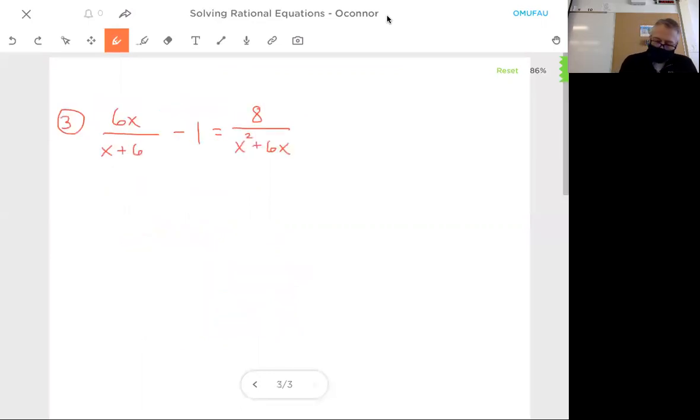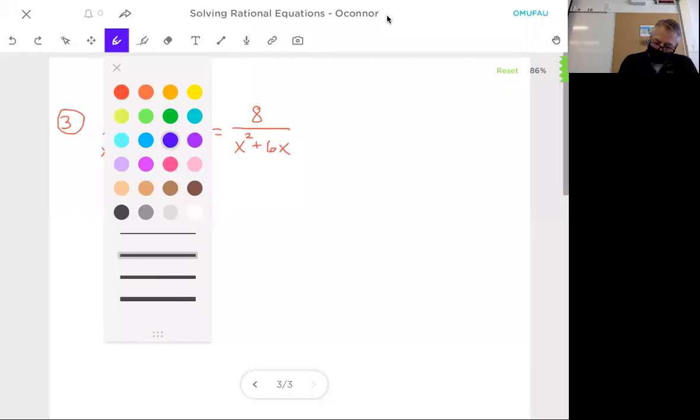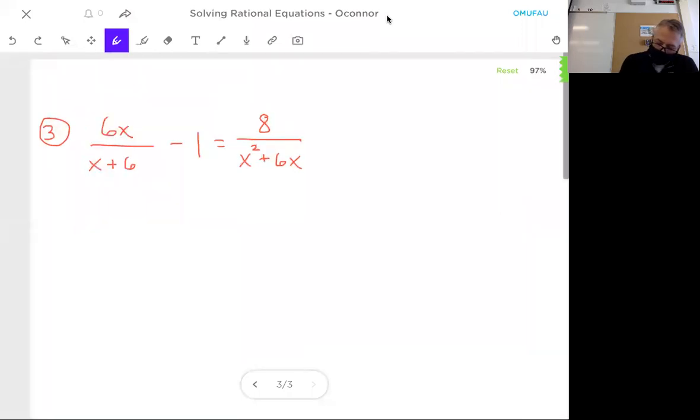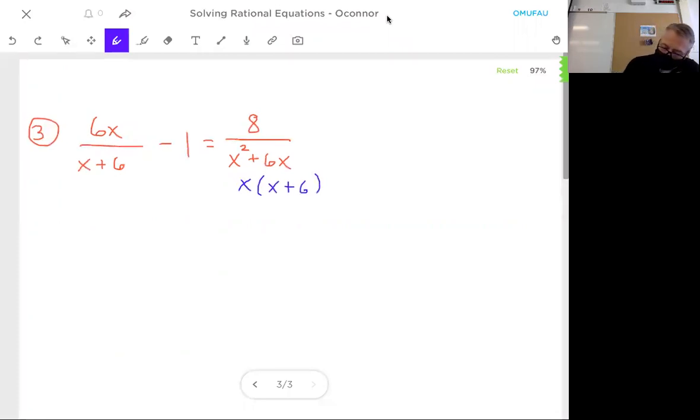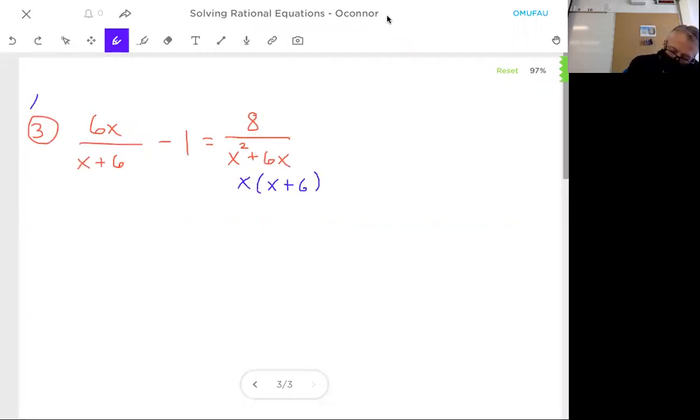All right, last but not least, to do this problem, you want to first factor this part. You can factor a GCF of x out, so we get x times x plus 6. And so our common denominator is x times x plus 6. So I'm going to multiply the left side times that, the middle times that, and the right side times that. And so on the left side, the x plus 6 cancels, and I get 6x squared.